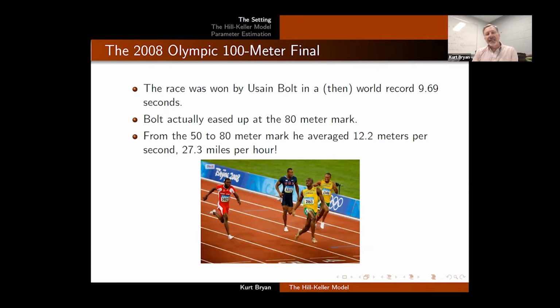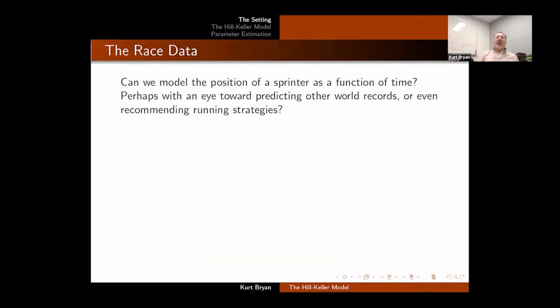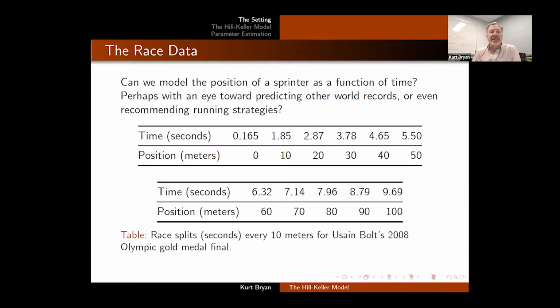The goal is to devise a mathematical model of not just Usain Bolt's progress down the track, but any sprinter running something like a 100-meter race, a 50-meter race, 200 meters, something like a sprint. And we'd like to model how they progress down the track using basic physics. This might give us a way to predict how fast they could run other distances, to decide which world records are, as they say, soft, that is, slower than expected and ripe for breaking, or could we even recommend strategies for running at longer distances?